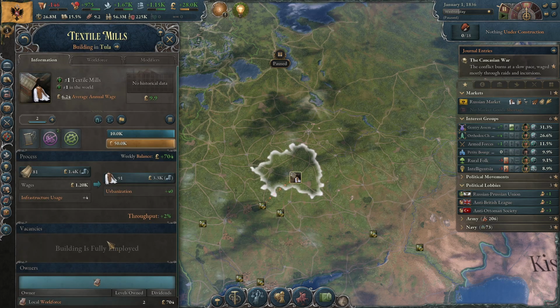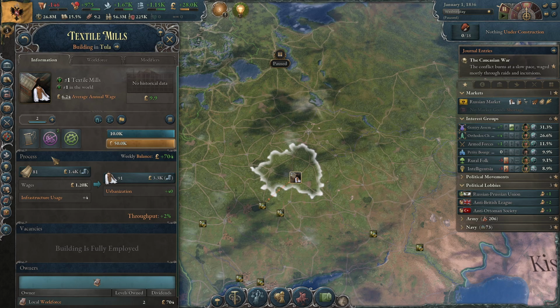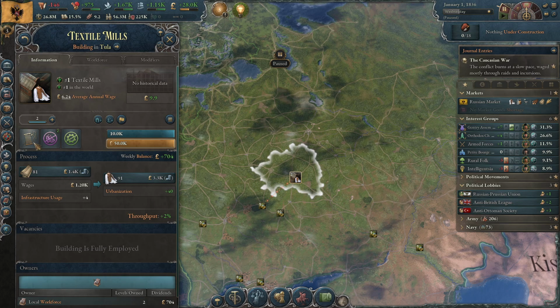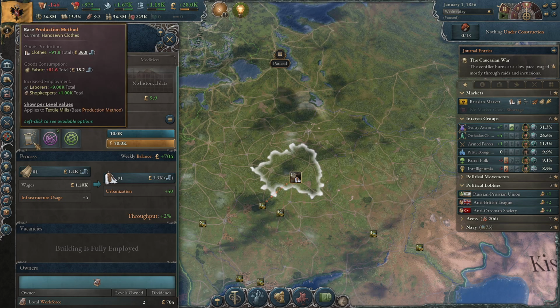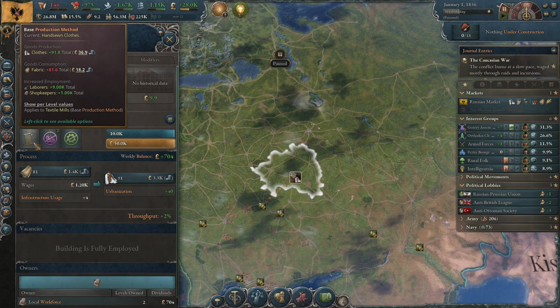Production methods are a bit simple to understand. They are the methods in which a building produces things and runs. For the case of businesses like a textile mill, we have a few different slots to go over. First off, we have your primary production method. So this is the primary good the building usually makes without any other adjustments.